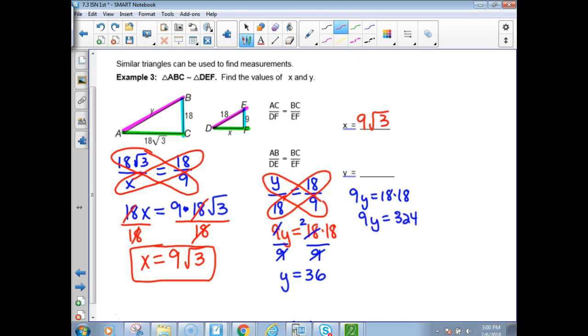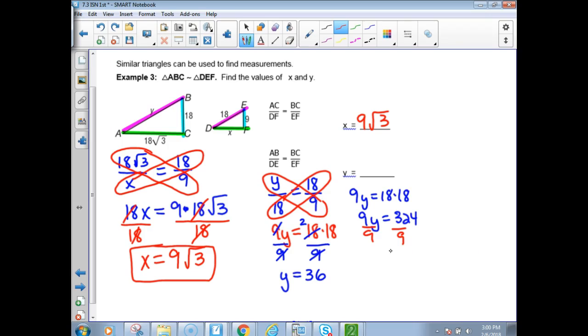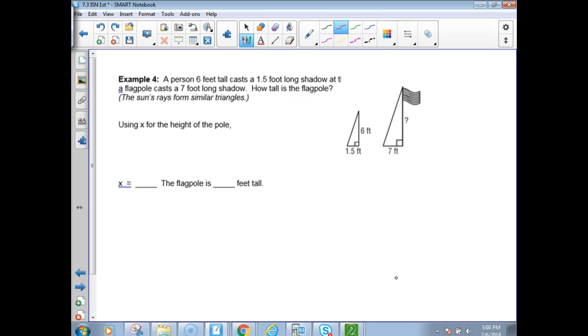And then you would have divided by 9. Your calculator would give you 324 divided by 9, and that would have been 36, just like I got already. Okay, so it doesn't matter to me, really. I'd like maybe to have you start thinking about that idea. Okay, boom. All right, I think we have just 2 more examples, and one has to do with shadows.